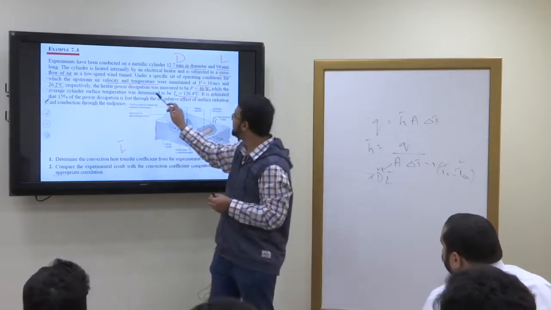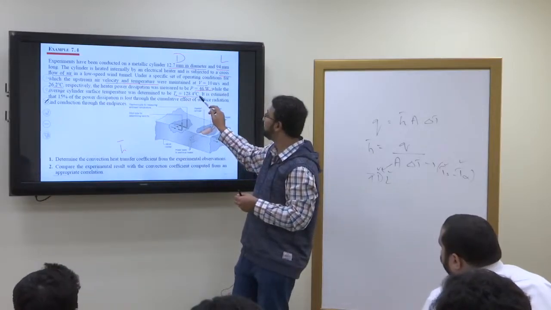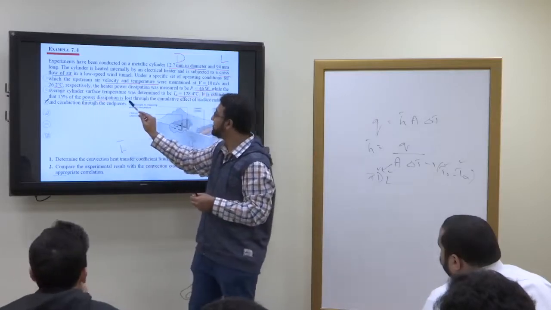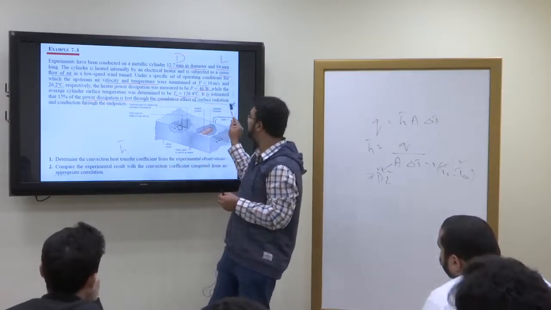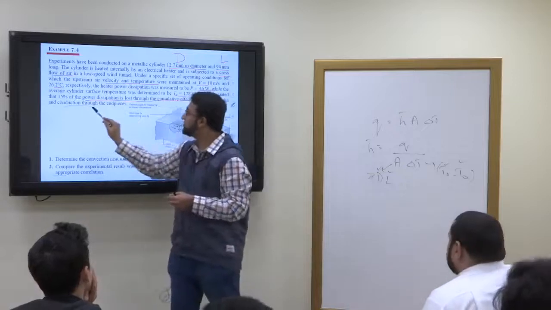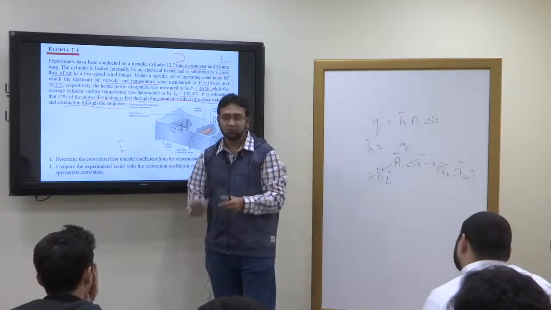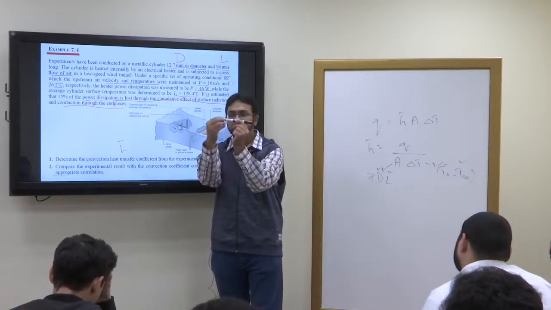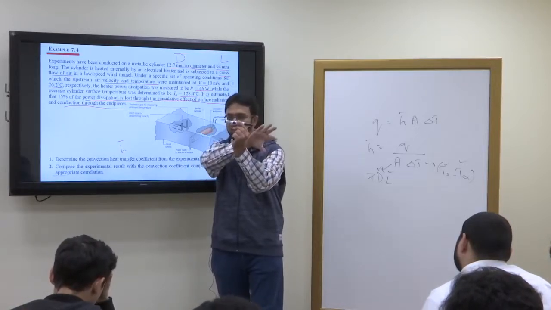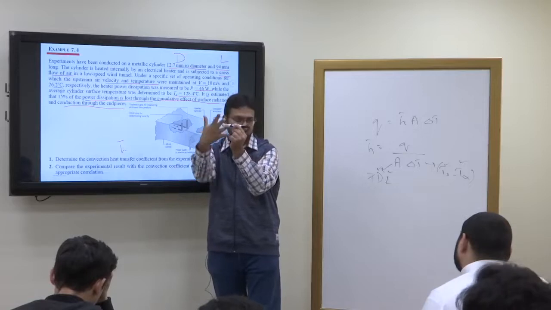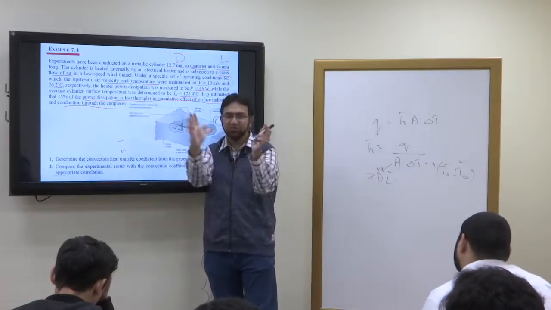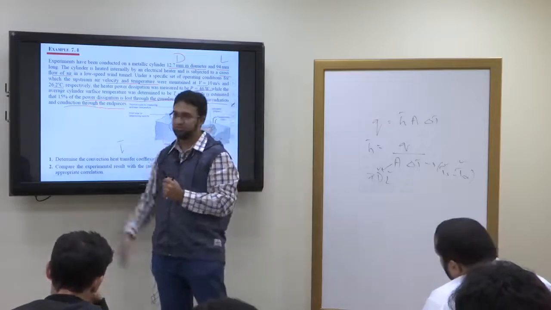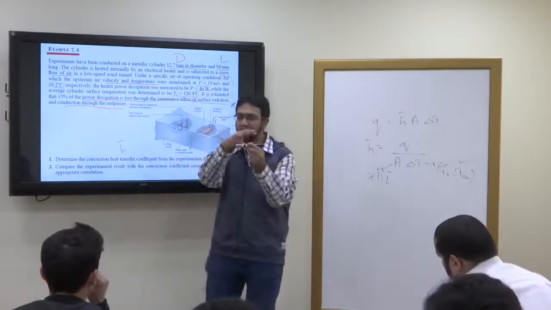Read the sentence: while the average cylinder surface temperature was determined to be Ts = 128.4 degrees centigrade, it is estimated that 15% of the power dissipation is lost through the cumulative effect of surface radiation and conduction through the end pieces. So this is the pipe, these are the end pieces. Through the end pieces you will have conduction losses, and there are radiation losses. The combination of conduction and radiation losses is about 15%, so the remaining is the convection loss.